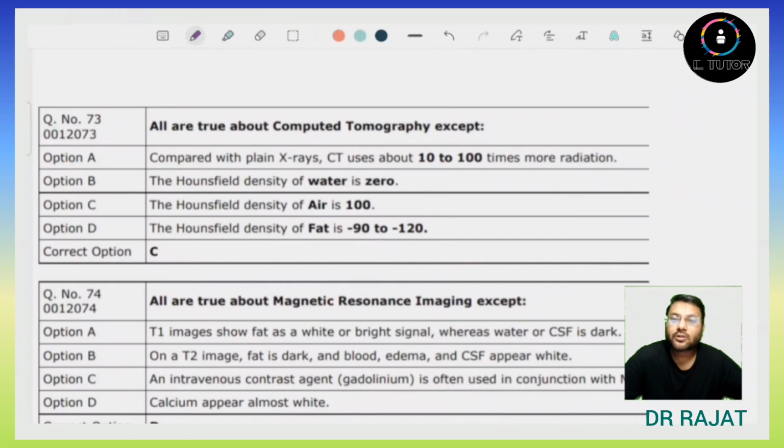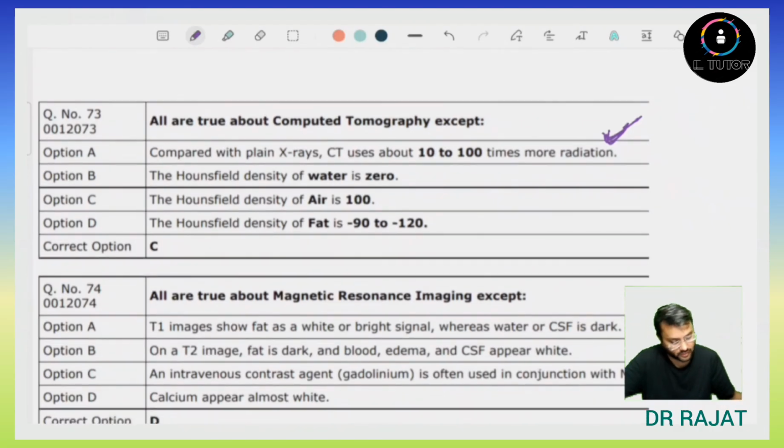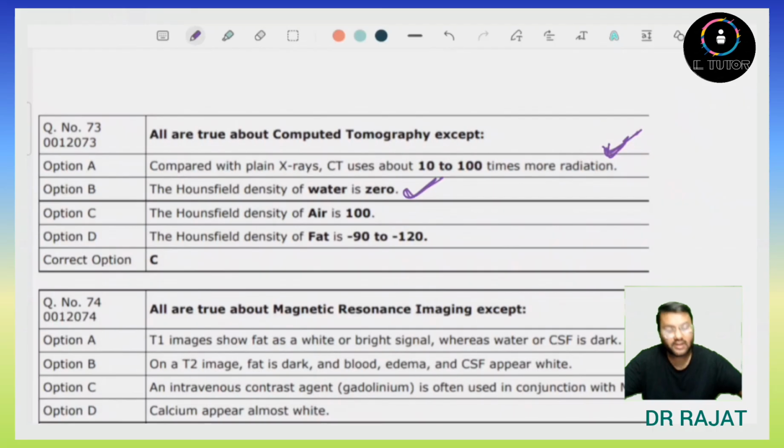All are true about computed tomography. So they are asking about CT. Compared with the plain X-ray, CT uses 10 to 100 times more radiation. This is true. So Hounsfield density of water is 0. This is also true. Then Hounsfield density of air is 100.